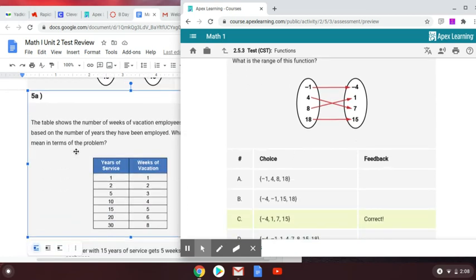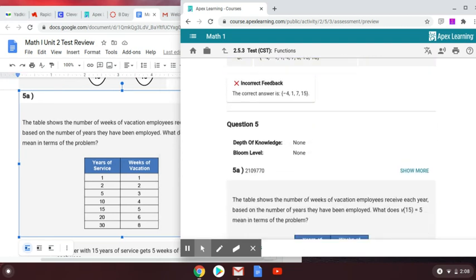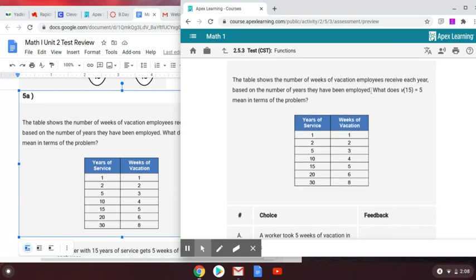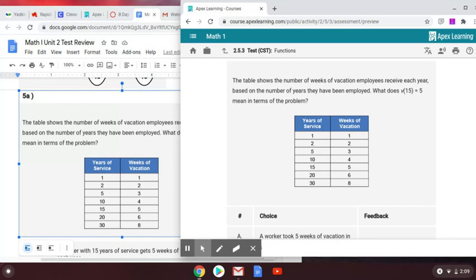Okay, 5A. This is asking you, table shows the number of weeks of vacation employees receive each year based on the number of years they have been employed. What does V of 15 equals 5 mean in terms of the problem? This means a worker with 15 years of service gets 5 weeks of vacation per year.